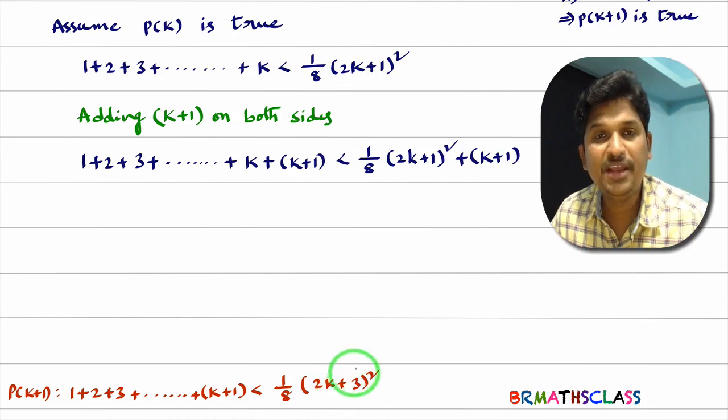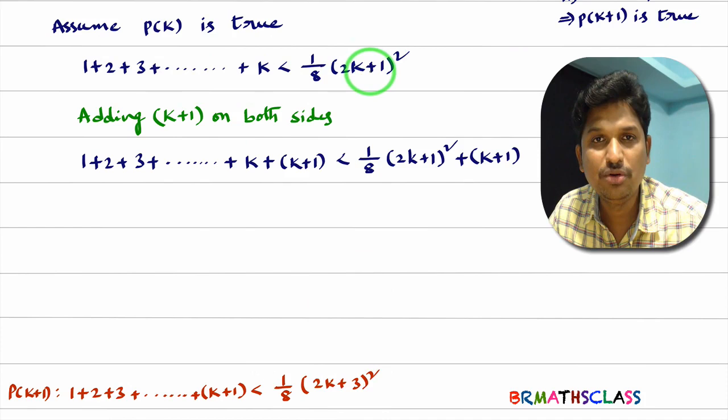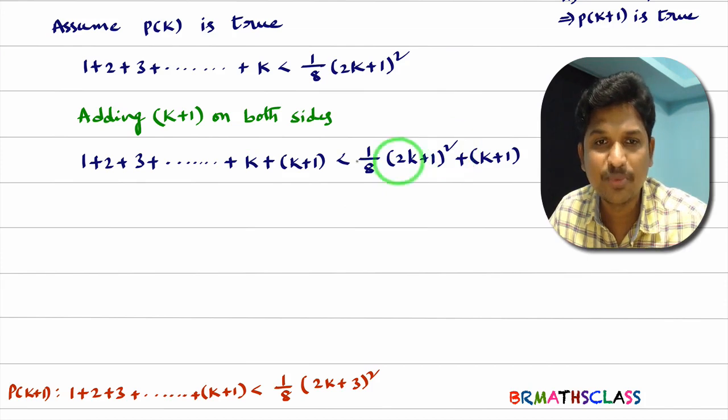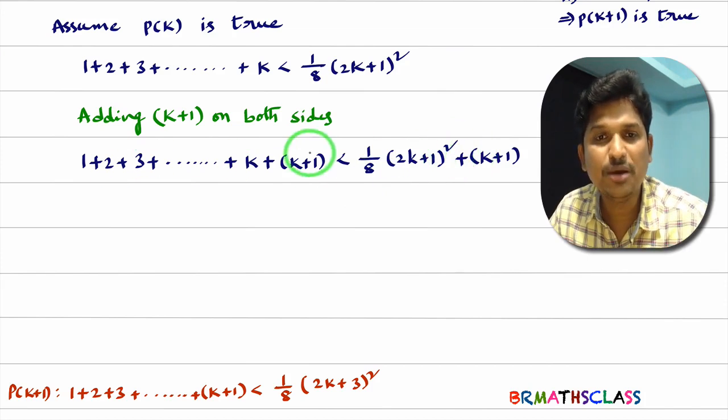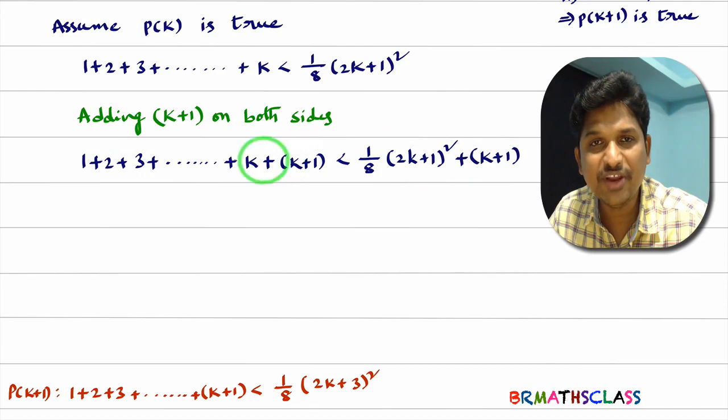Now, come to the main point. As we assumed P of k is true, we are trying to prove P of k plus 1 is true. As you assumed this statement is true, after adding a term on both sides of this inequality, whatever you get is also true. This is true. You can observe here, this is the left hand side part of P of k plus 1.